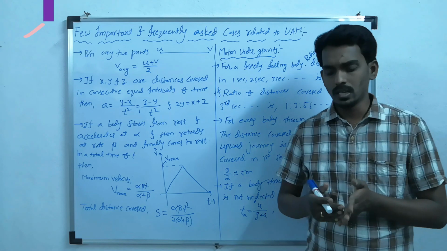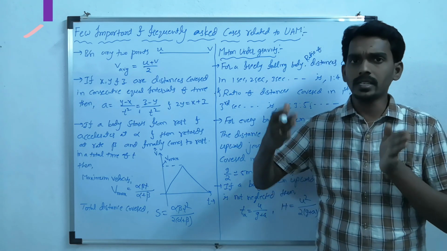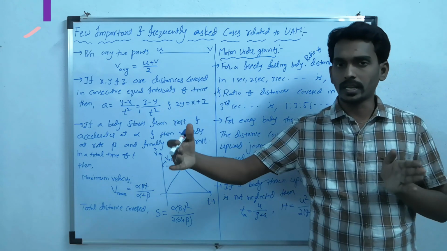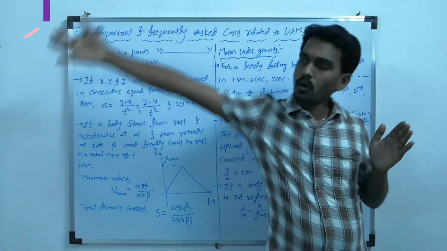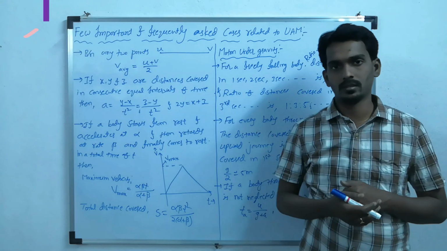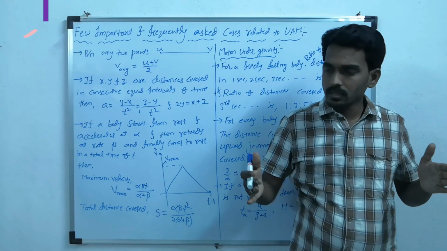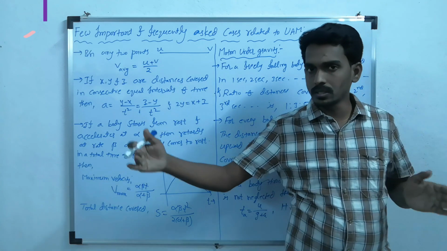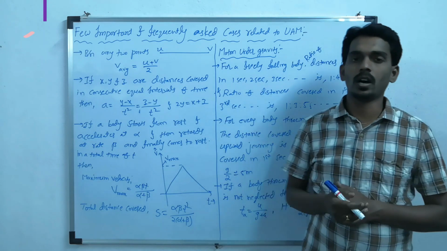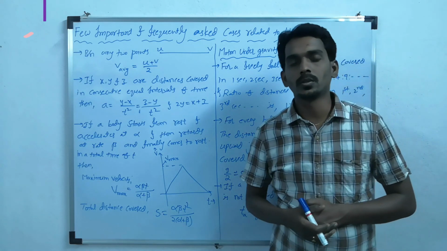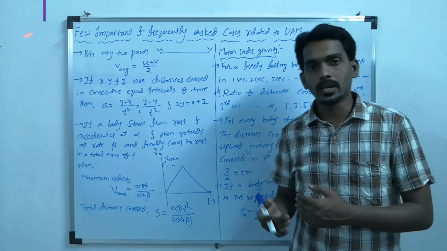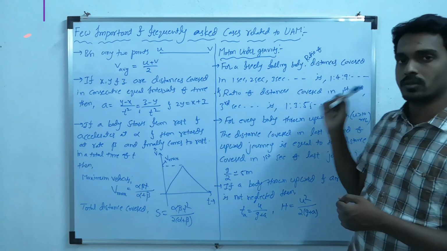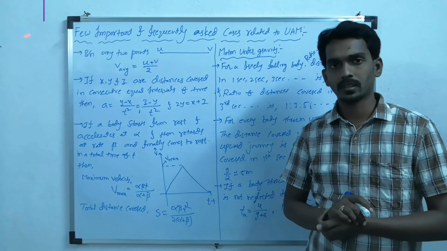if you consider the ratio of distances covered in the first second, 2 seconds, 3 seconds, 4 seconds, 5 seconds, and so on, that is, the first second, then the first 2 seconds, first 3 seconds, first 4 seconds, so on, that distance is proportional to t square. That's why the ratio will become 1 square is to 2 square is to 3 square, so on. Nothing but 1 is to 4 is to 9 is to 16 and so on.